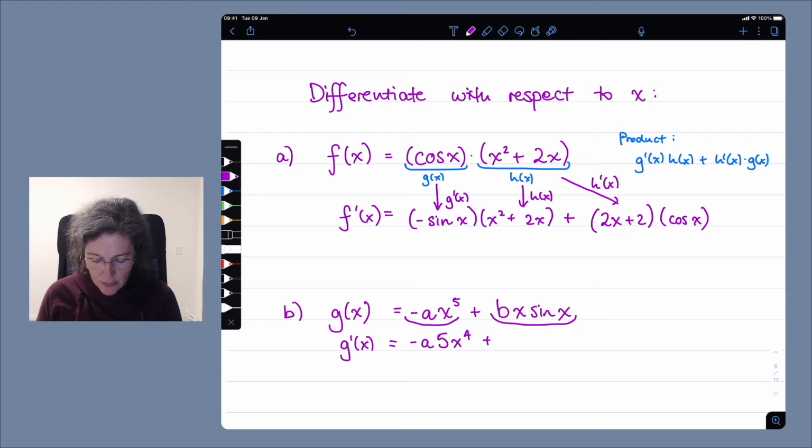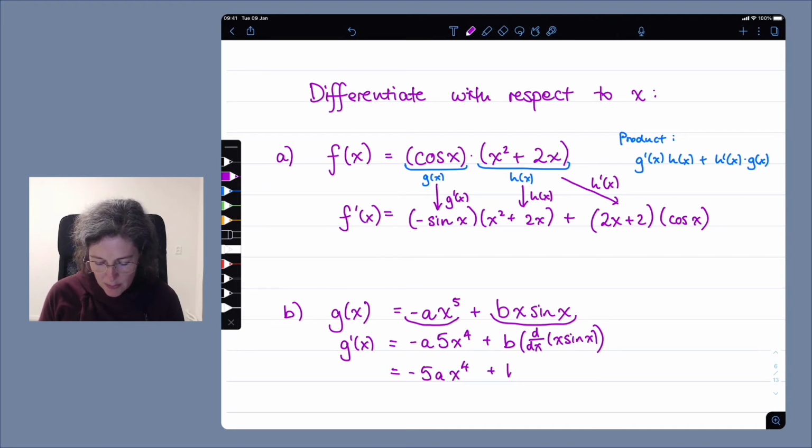And now I need the derivative of this term over here, which is b, which is also a constant, times x times sine of x. So this is going to be b times, and I'm going to write this out in a lot of detail. As you get better with differentiation, you'll do this in fewer steps, but here we go. Again, using the constant rule, this is going to be b times the derivative of x times sine of x. All right, keep going, I'm just going to switch the orders here. So I've got minus 5a times x to the 4 plus b times, and now if I look at what I've got for my derivative here, I've got an x times a sine of x.